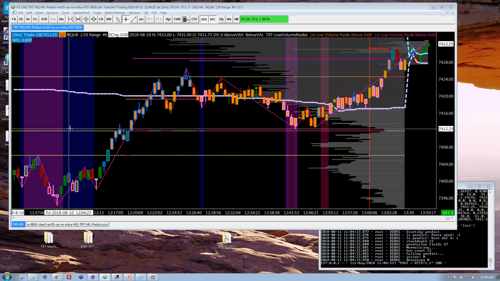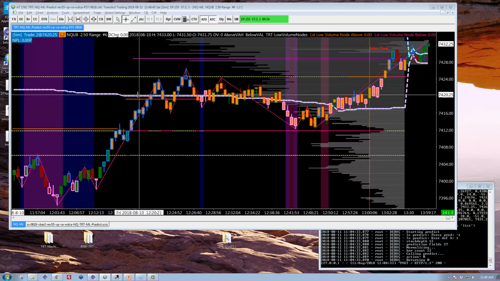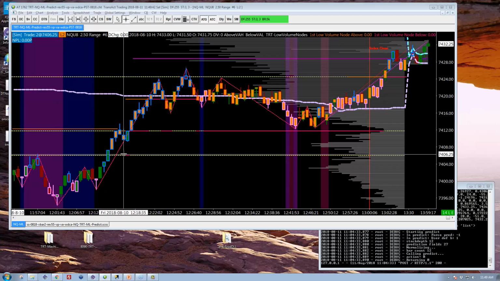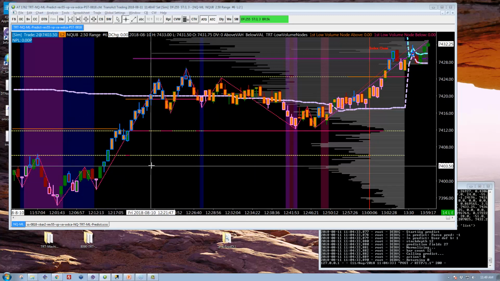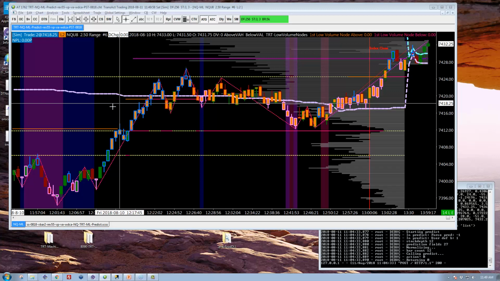The way that it would be different is if your volume profile times are set wrong or set different, then the profile will build differently and the low volume nodes will build differently, and the value area highs and lows will build differently, and as a result you'll get different locations. All right, so that's why it's kind of key. Make sure your chart settings are right. That's the most important thing. And then the time setting for the TRT low volume node is key.